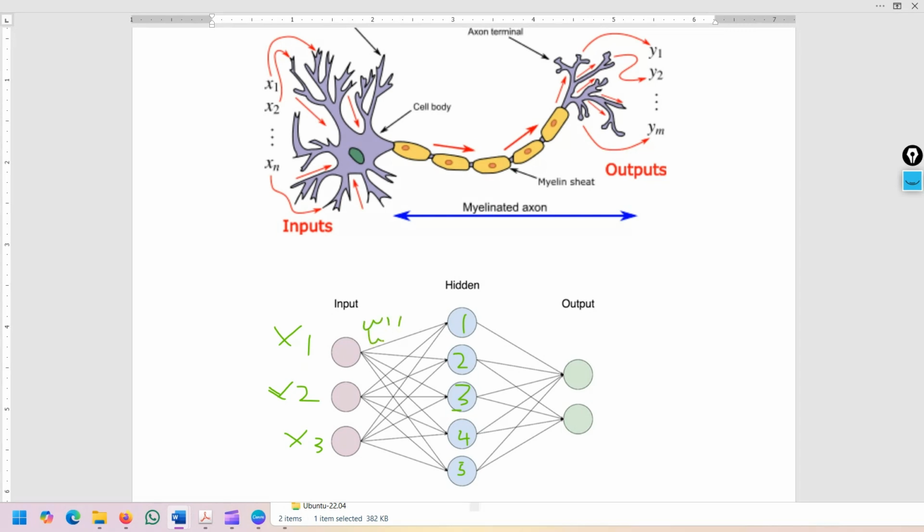W11, then likewise W12, W13, W14, and W15 is also available because we have five inputs. Each one has its weights written. For the second neuron, we write W21, W22, and likewise W31, W32, W33, W34, W35.